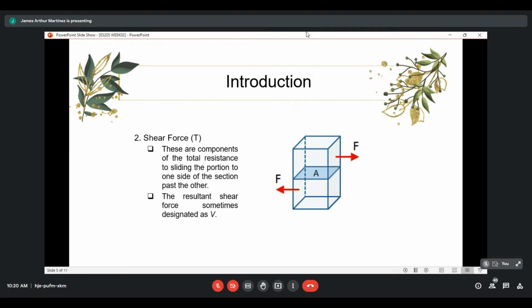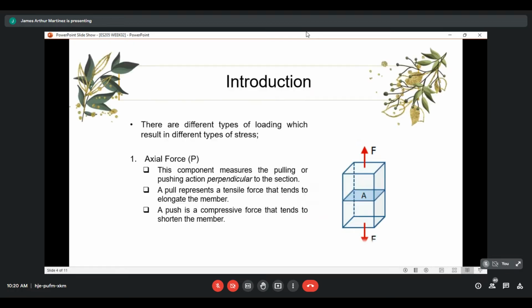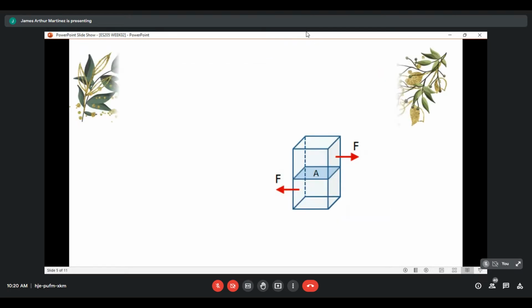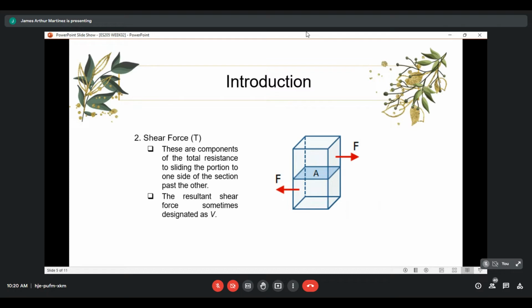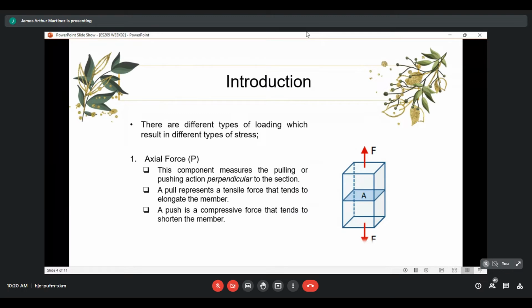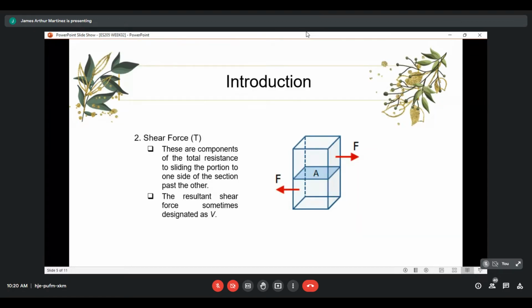So these components are the total resistance to sliding the portion to one side of the section past the other. So for shear force, the keyword is parallel force that we consider. So if for axial force we consider the perpendicular force, then for shear force we consider the parallel force to your section. So let's say for example, you have section letter A in the figure. I hope you can see it. So axial force is perpendicular to that section, and for shear force your force is parallel to the section, the cross section letter A.